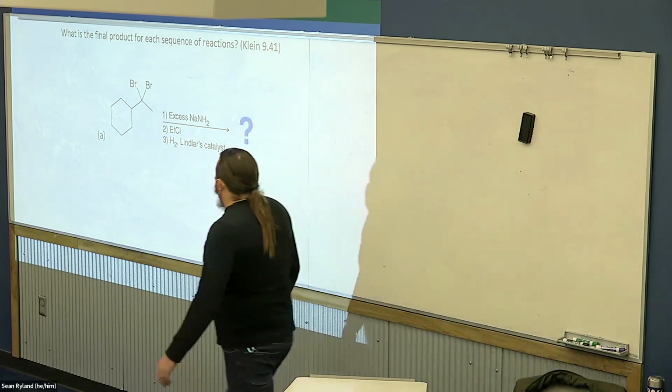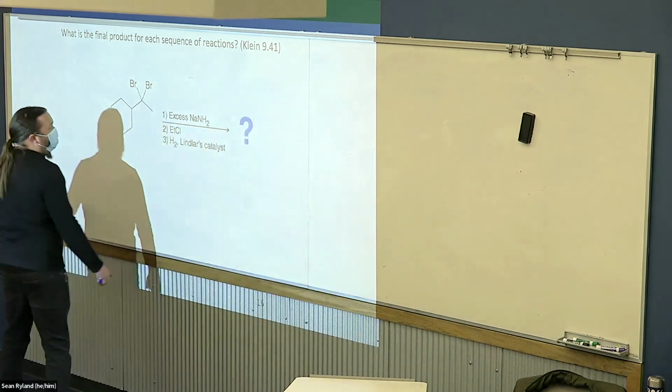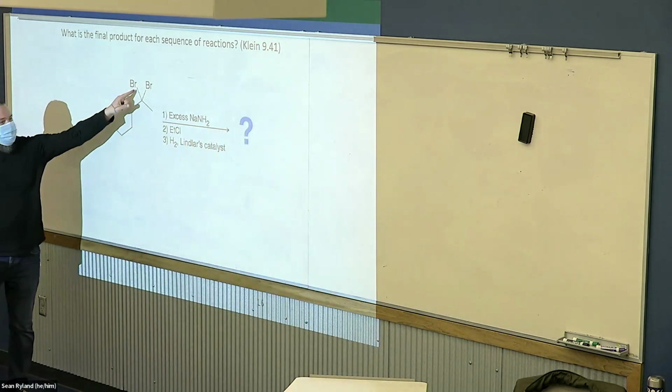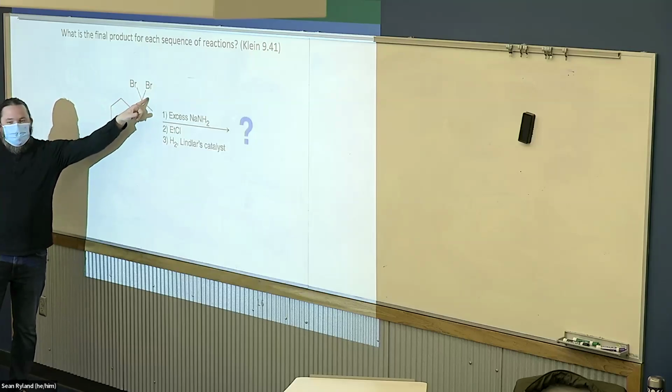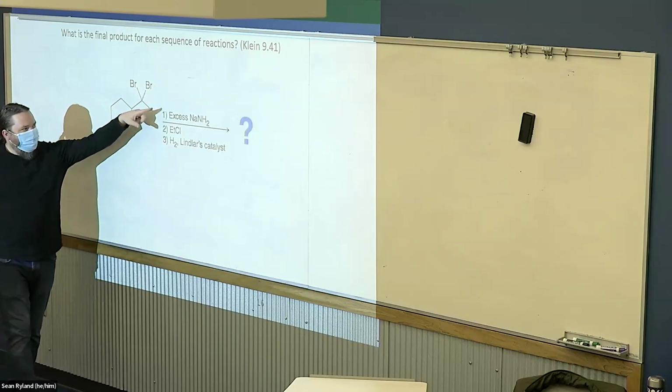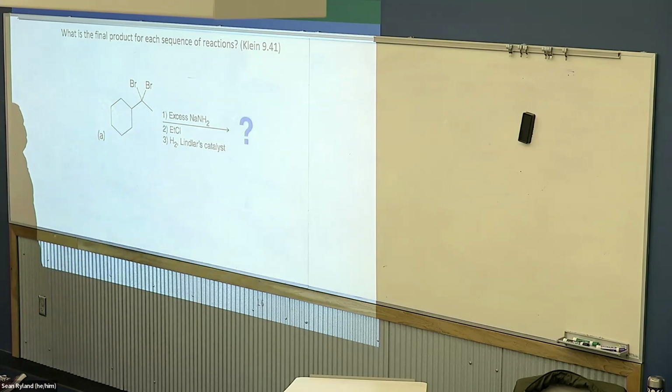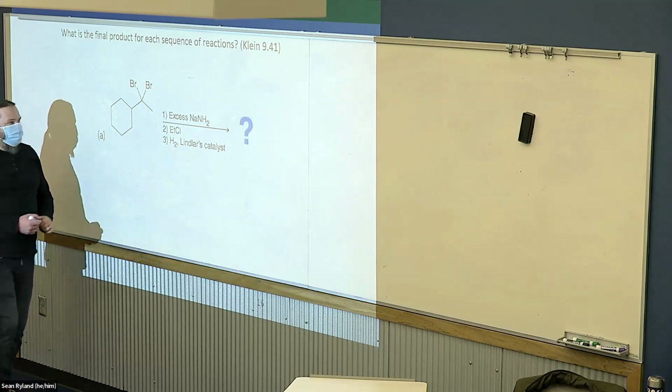So we went through a series of reactions. We've got two bromines, which means we can do our double elimination, right? And we have excess sodium amide. So excess. Exactly, seems the same thing.